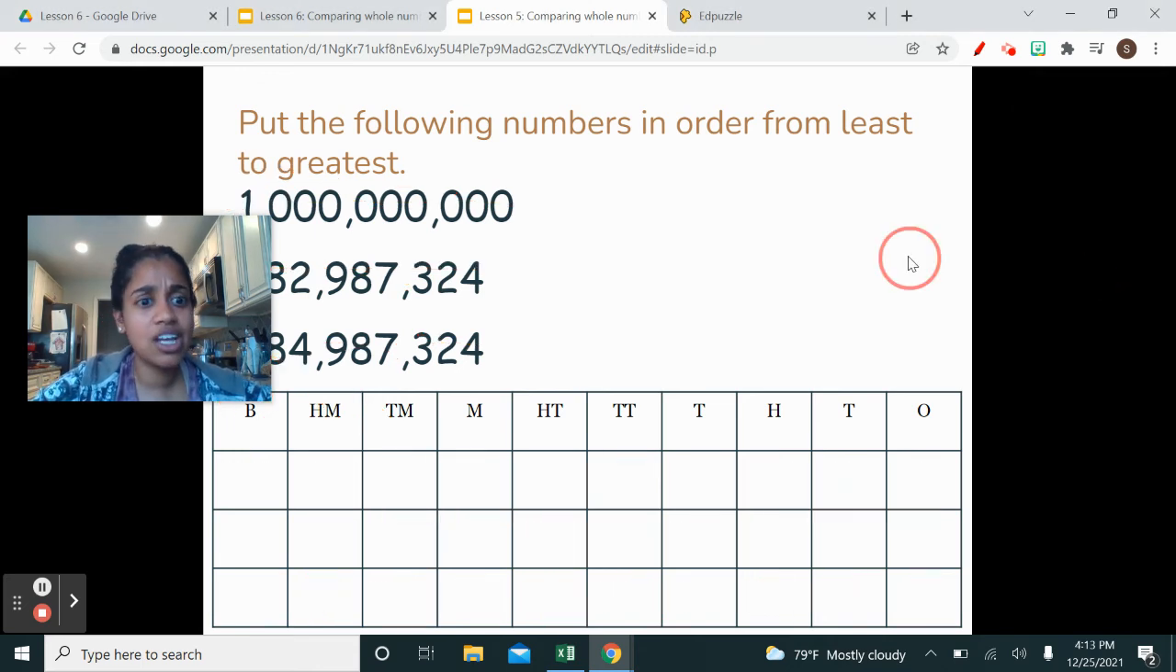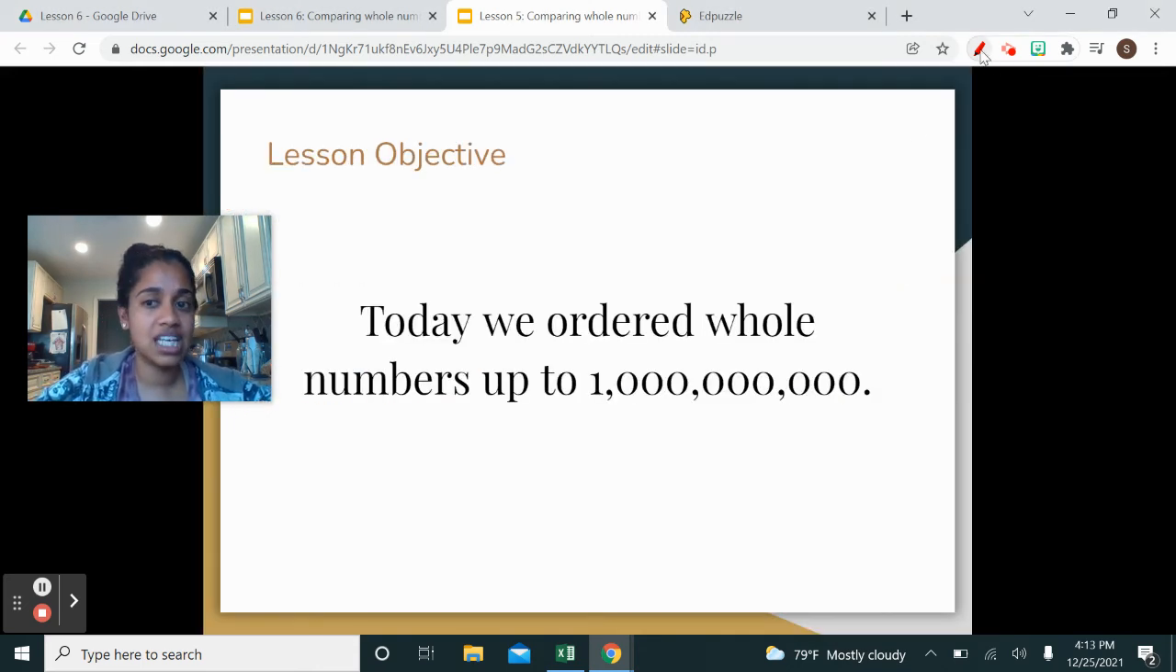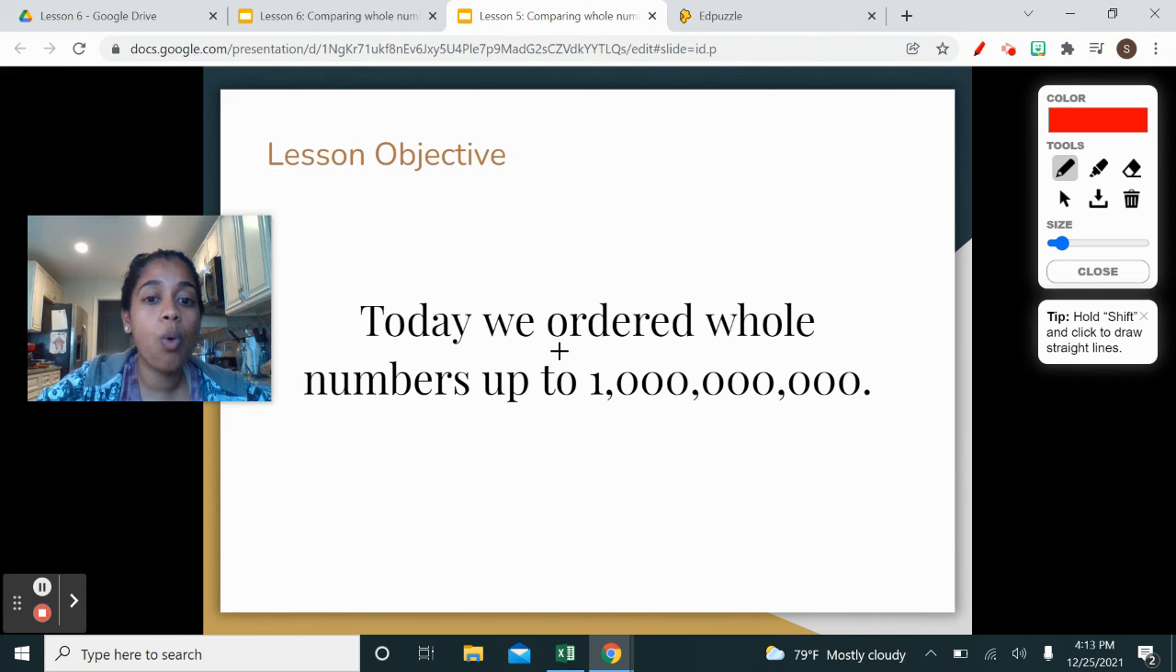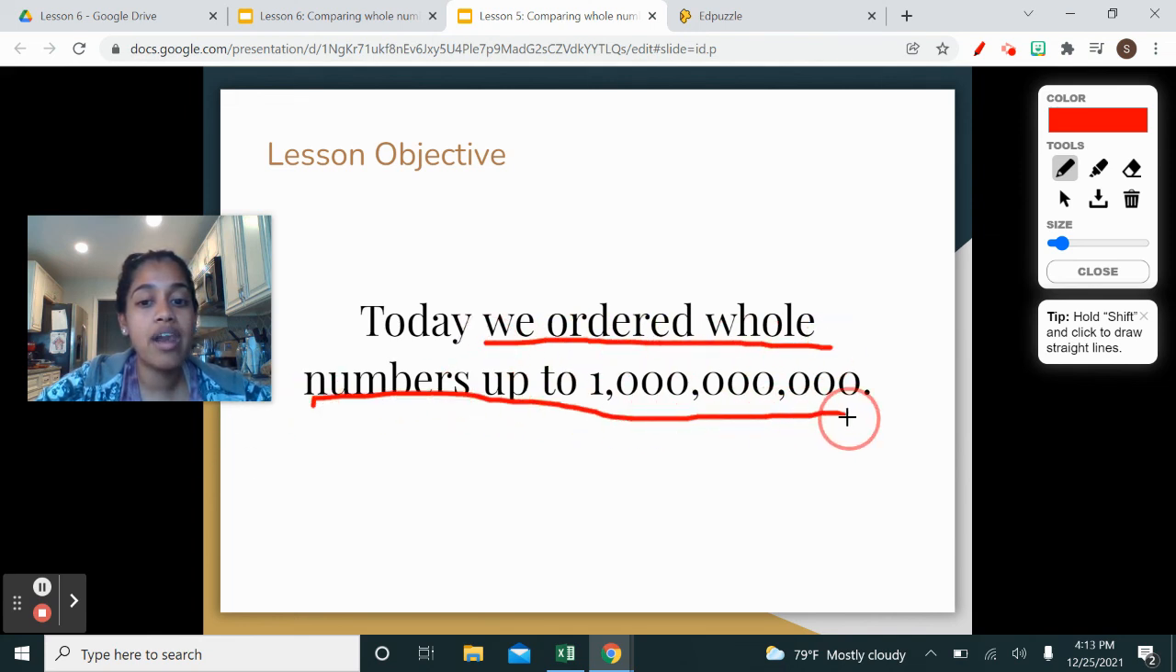Fantastic. Let's see if we met our lesson objective. Our lesson objective today was we will order whole numbers up to 1 billion. We've been ordering a whole lot of numbers, and they're progressively getting bigger and bigger. You are doing so good. We're almost up to lesson 6, which is our final lesson for this unit. Congratulations, you're almost up to mastery.